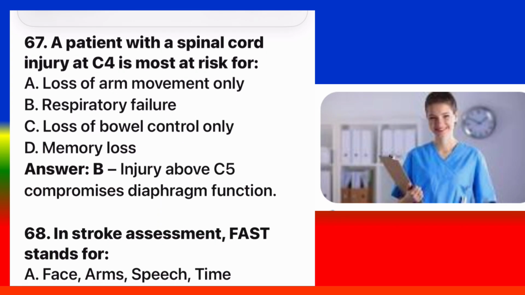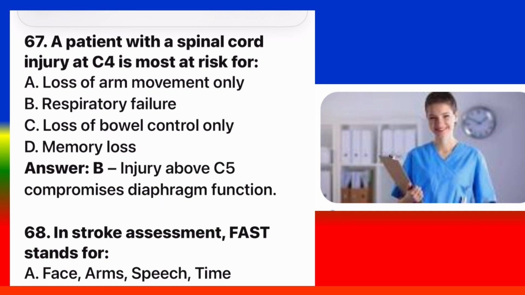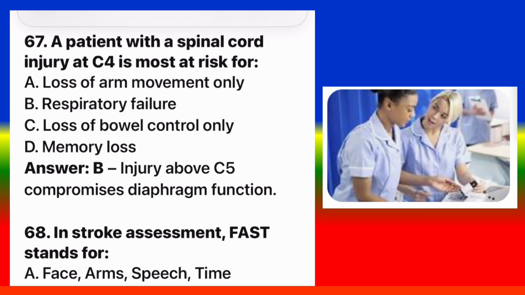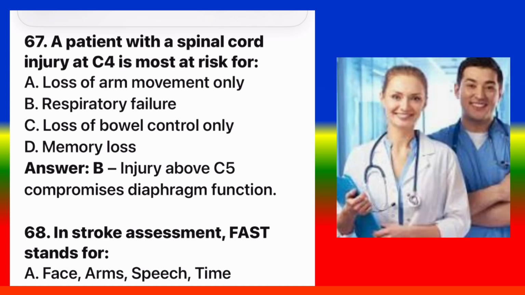67. A patient with a spinal cord injury at C4 is most at risk for A. Loss of arm movement only, B. Respiratory failure, C. Loss of bowel control only, D. Memory loss. Answer B. Injury above C5 compromises diaphragm function.